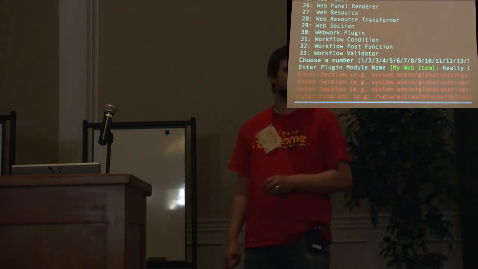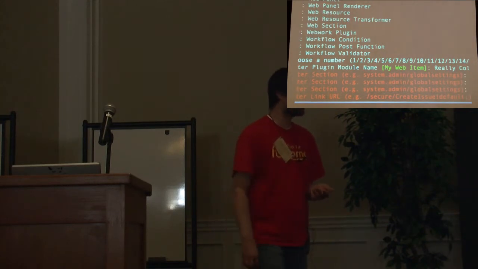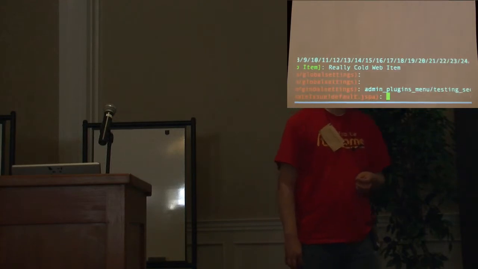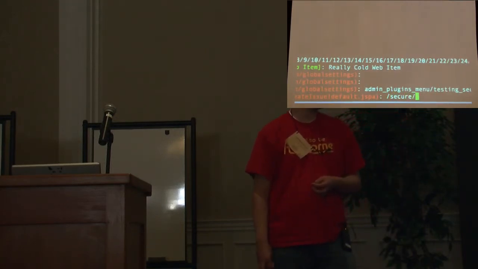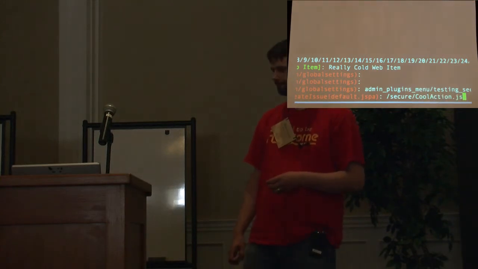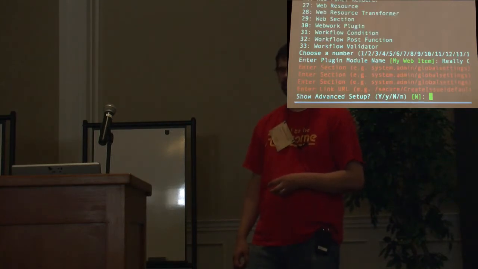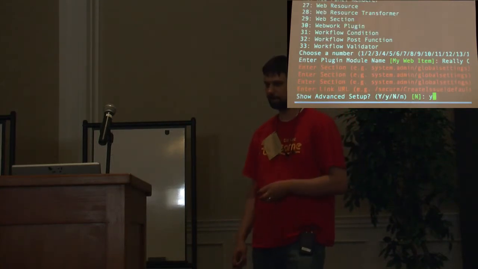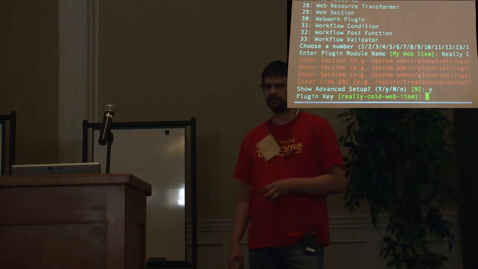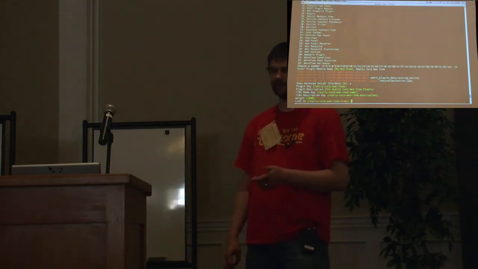And now it's asking me, where do I want to link this web item? Well, I want to link it to the action that I just created. So that's going to be /secure/coolaction.jspa. I'm going to go ahead and go through the advanced setup. And here we go. This should start looking familiar to you. The key, the description, the name. In this case, we have a weight.